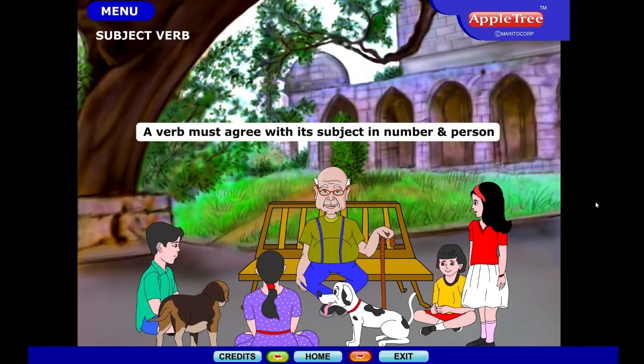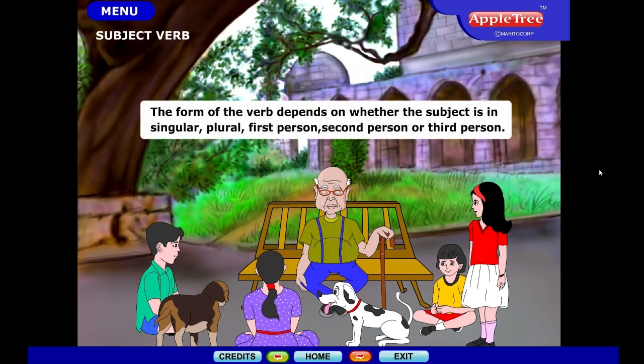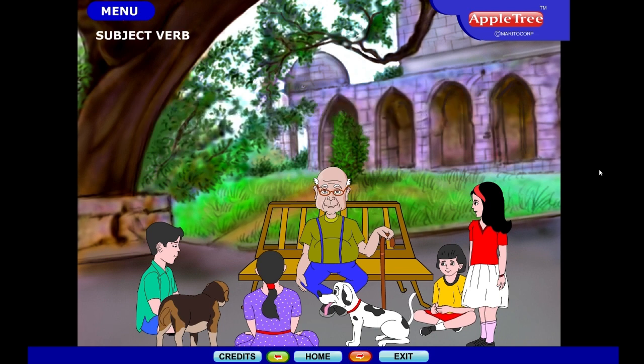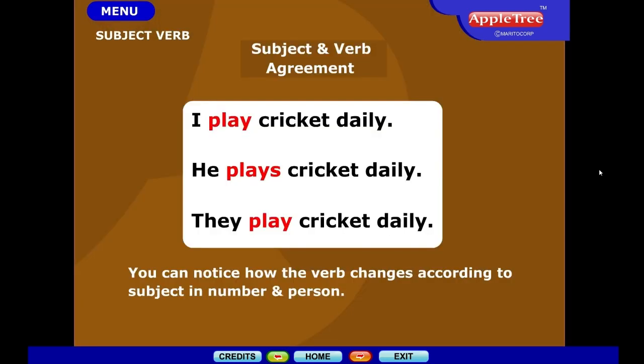A verb must agree with its subject in number and person. That is, the form of a verb depends on whether the subject is in singular, plural, first person, second person, or third person. Look at the following sentences as examples. I play cricket daily. He plays cricket daily. They play cricket daily. You can notice how the verb changes according to subject in number and person.